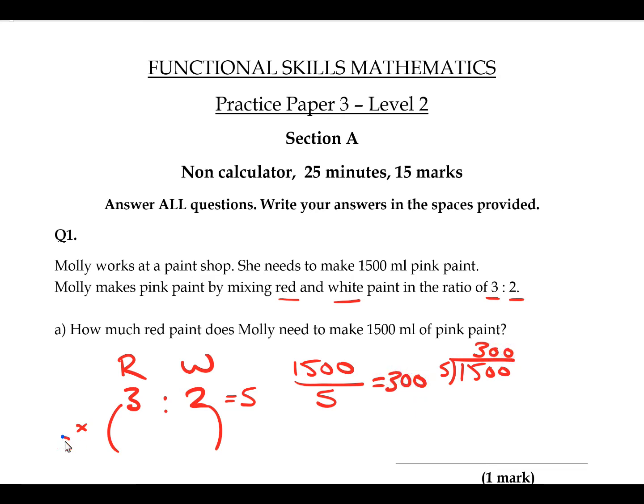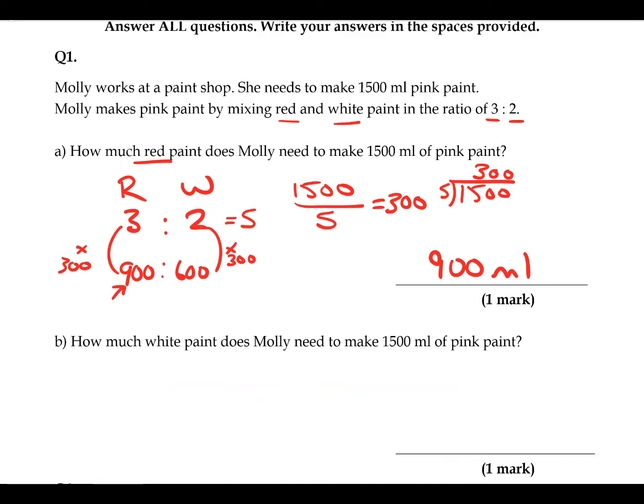So our scale is 300, so we go back to our ratio, multiply each side by 300, and we get 900 millilitres of red and 600 millilitres of white to make up our 1500 millilitres. So here it's asking us how much red, so we're after this number here, it's 900, and don't forget the units of millilitres for 1 mark.